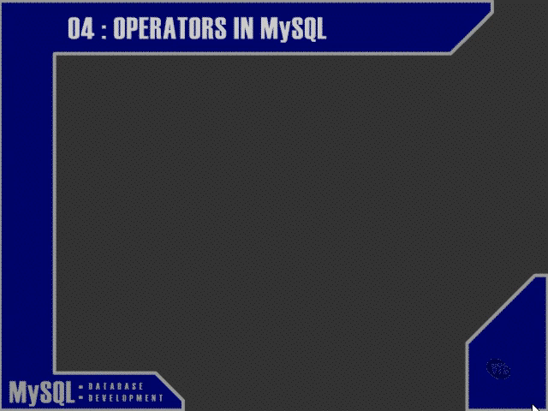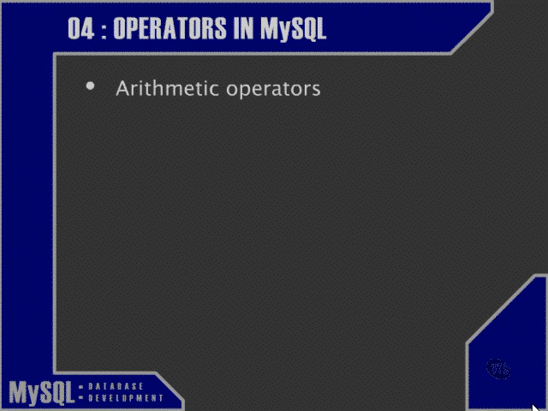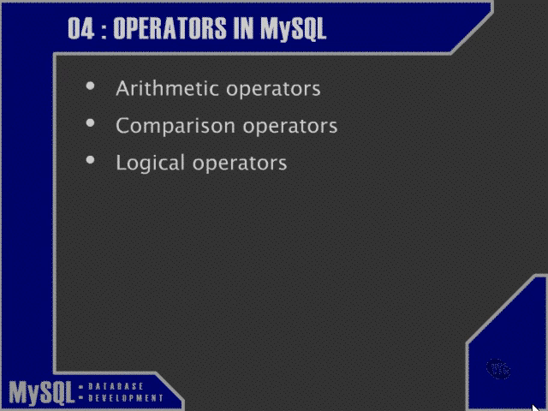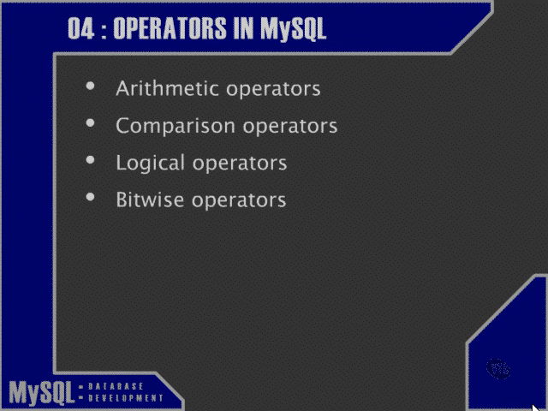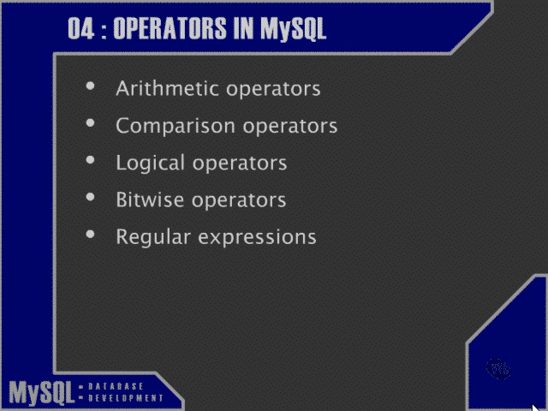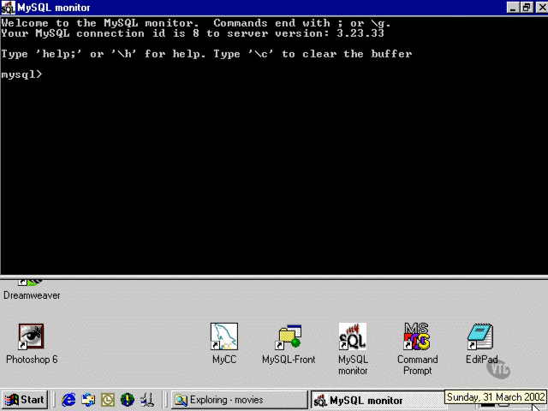In this chapter, we're going to be looking at the different operators available to us within MySQL. We're going to be looking at arithmetic, comparison, logical, bitwise operators. And we're also going to be looking at regular expressions. There's a lot to take in this chapter, so let's start out with probably the simplest, which is the arithmetic operators. You're probably going to be familiar with these from maths at school.